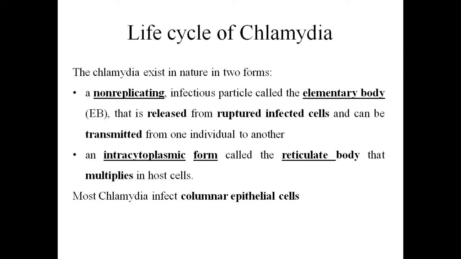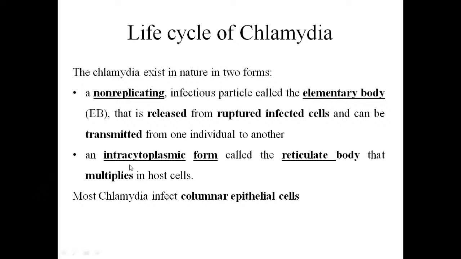Chlamydia can exist in two forms. The first one is the non-replicating, infectious particle called the elementary body that is released from ruptured infected cells and can be transmitted from one individual to another. Non-replicating means that it is not able to replicate, and it's used just for transmission from one patient to another patient. But when this non-replicating form, the elementary body, enters the human organism, it becomes a reticulate body.